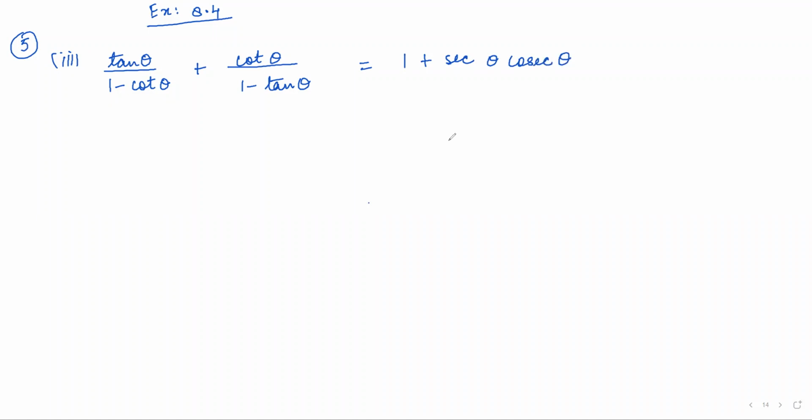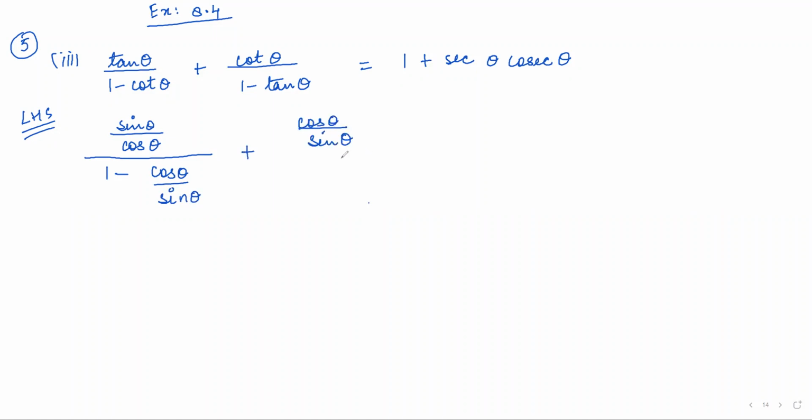So as I told you, the first thing is to convert everything in sine and cos, so that means make things simpler. Let's take the LHS, and I'm directly converting in sine and cos. So tan theta will be sine theta divided by cos theta, 1 minus cot theta, which is cos theta divided by sine theta, just the inverse of tan, plus cot theta, cos theta divided by sine theta, and then 1 minus sine theta divided by cos theta. Correct? Okay.